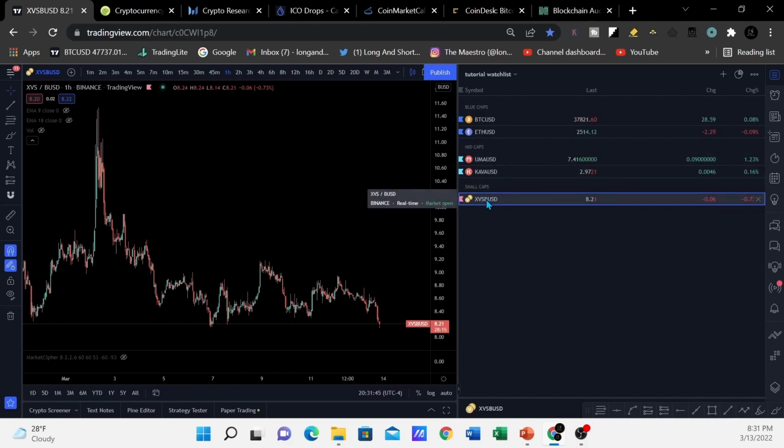So we understand just based on market cap where these things are moving. And you'll start to notice how small caps move in relation to mid caps and how they move in relation to large caps, right? And vice versa.